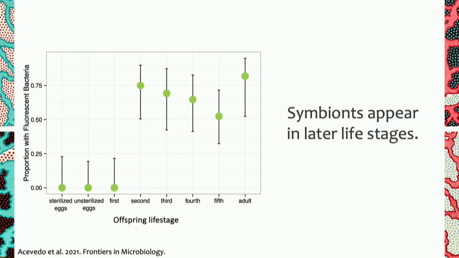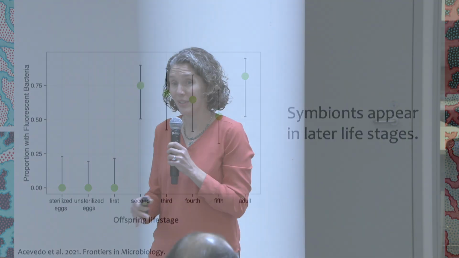What you see here is we have each of the offspring life stages on the x-axis. We've got the proportion of those individuals that have the fluorescent bacteria. We do not see it in the eggs. We don't see it in the first instars. We can go out into fields and screen, just use sequencing to look for Caballeronia in eggs and first instars. We never see it. So this is not getting vertically transmitted directly from mother to offspring.